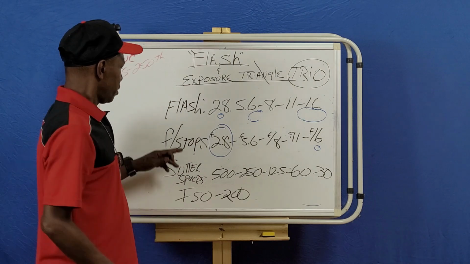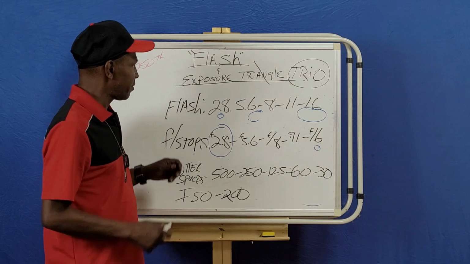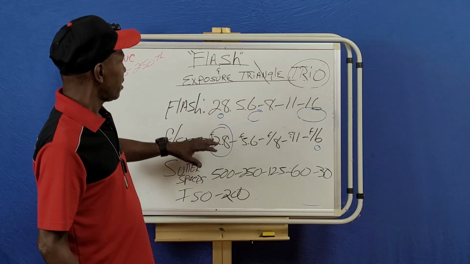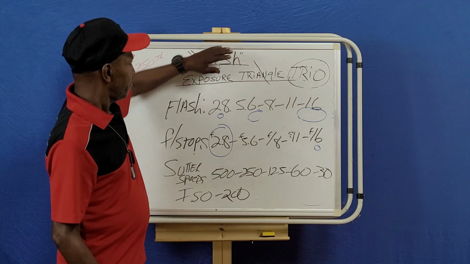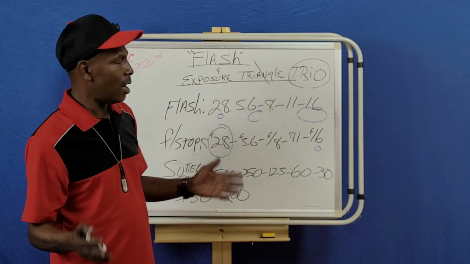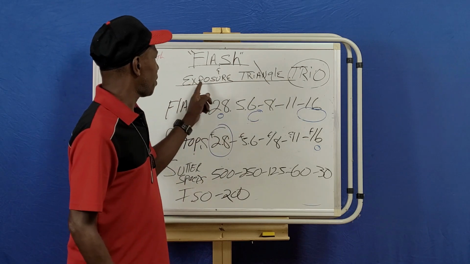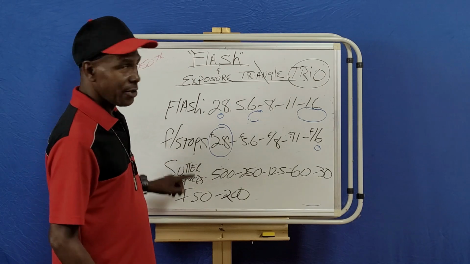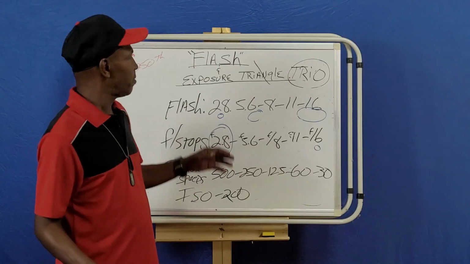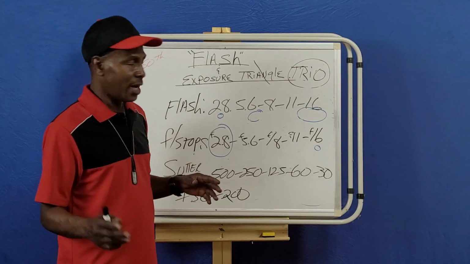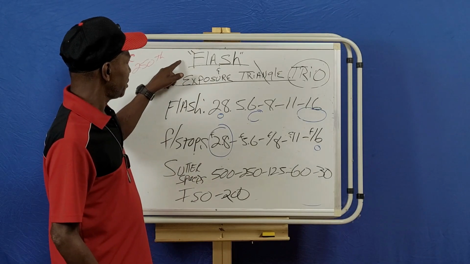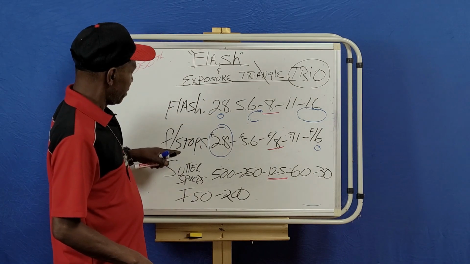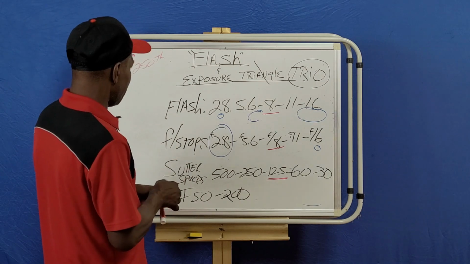Now your ISOs, your shutter speeds, and your f-stops all work together to create a proper exposure. So we know that if there's no flash involved, then your ISOs, your f-stops, and shutter speeds all work together. They're a trio. That's why it's the exposure trio, and that's basically the f-stops, the shutter speeds, and your ISO. Once the flash is involved and you turn that flash on, this is what happens. Now the flash and the f-stops work together. Your flash and your f-stops team up and work together.